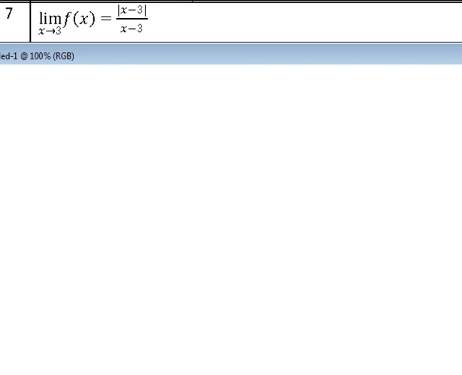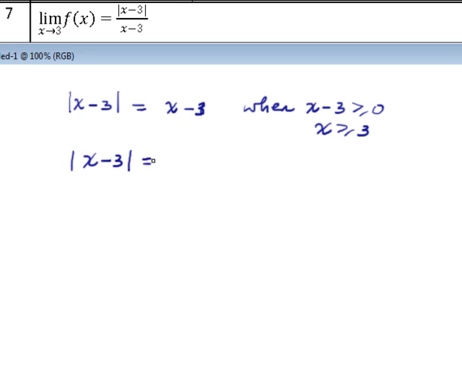Here we're doing the limit as x goes to 3 of f of x, where f of x is equal to the absolute value of x minus 3 over x minus 3. This function containing absolute values can be written as a piecewise defined function without the absolute value. The absolute value of x minus 3 is just equal to x minus 3 when x minus 3 is greater than or equal to 0, or when x is greater than or equal to 3. And the absolute value of x minus 3 is equal to minus (x minus 3) when x minus 3 is negative, or less than 0. That is when x is less than 3.